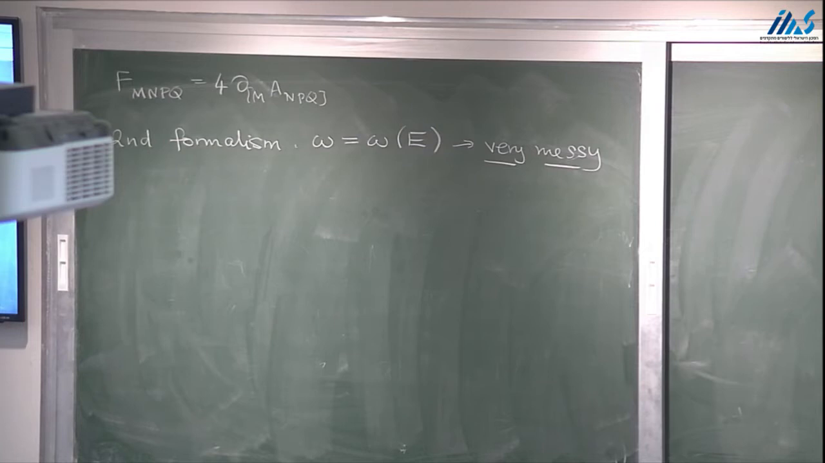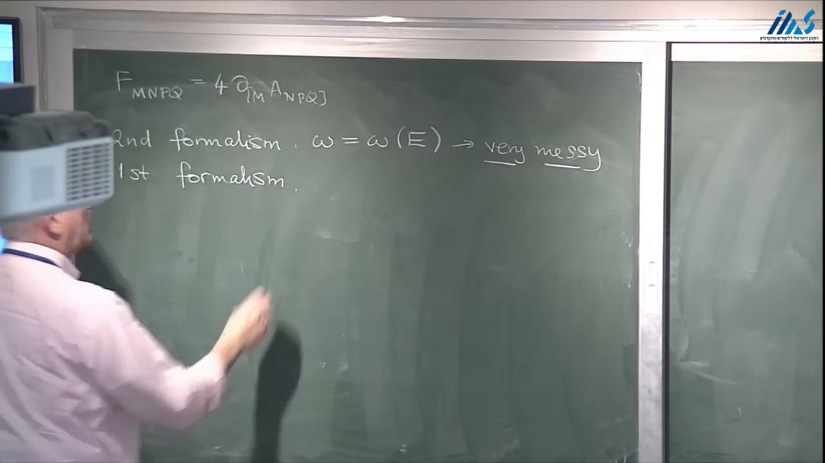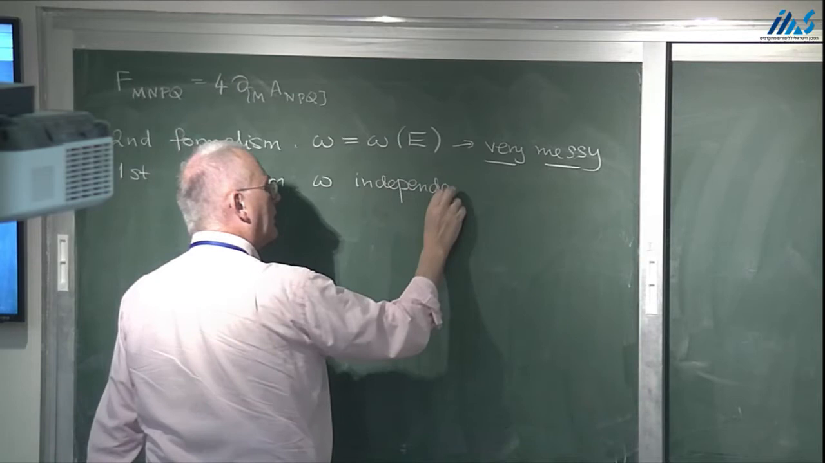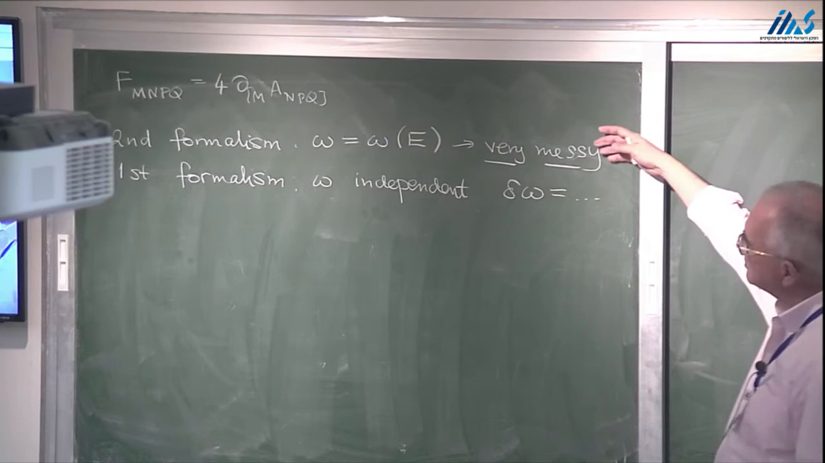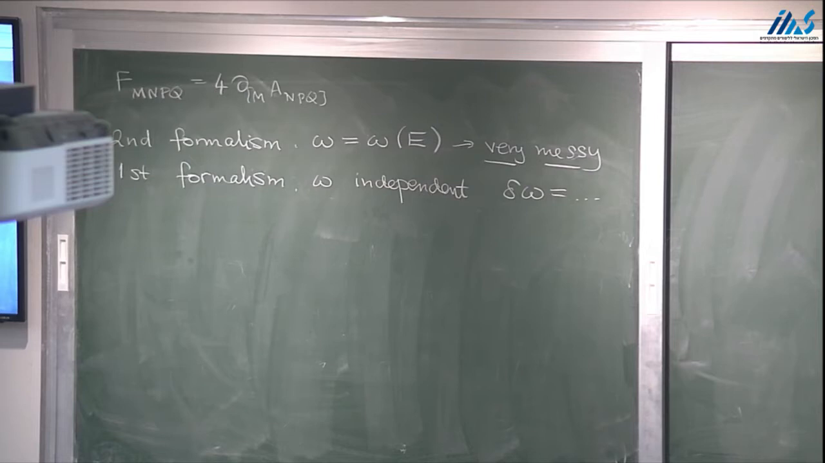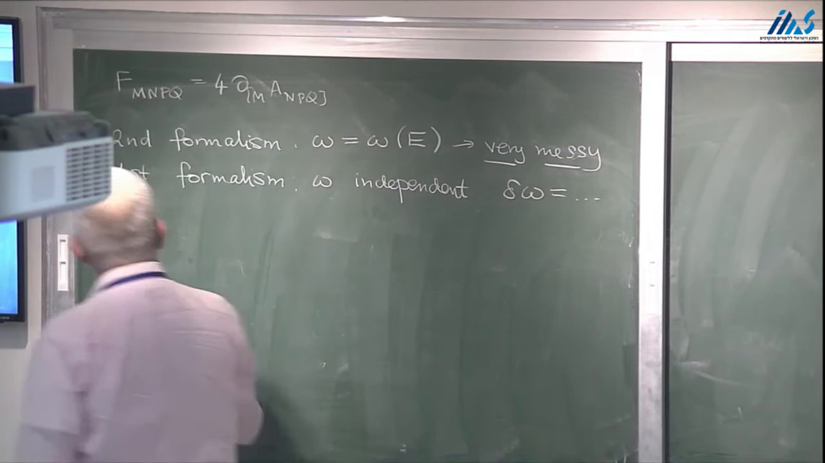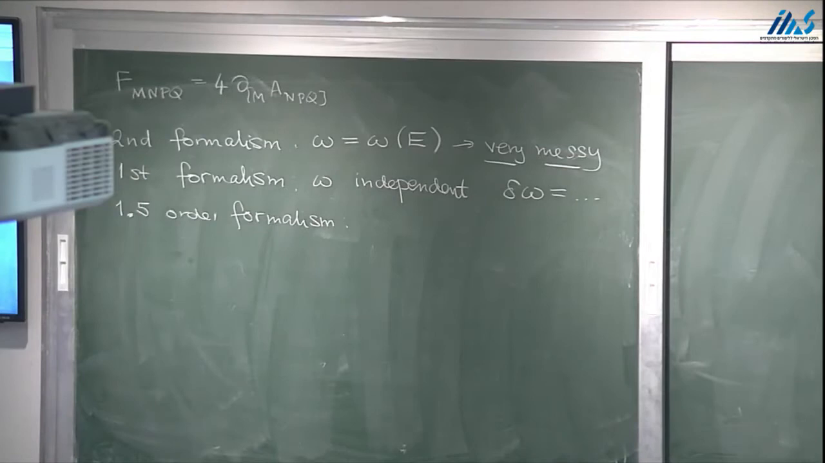And then there's something called first-order formalism, which is to keep omega independent. I would also have to give a formula for this. This was actually Ferrara, Freedman, van Nieuwenhuizen. Shortly after, there was a paper by Deser and Zumino, and they gave it in this form. This was first-order formalism. But by now, people are more clever than this, and they invented something called 1.5 order formalism.